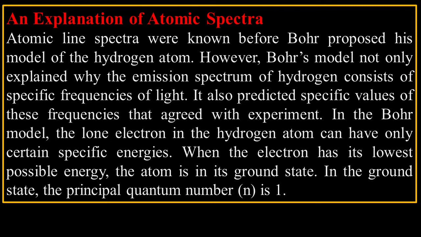Atomic line spectra were known before Bohr proposed his model of the hydrogen atom. However, Bohr's model not only explained why the emission spectrum of hydrogen consists of specific frequencies of light, it also predicted specific values of these frequencies that agreed with experiments. In the Bohr model, the lone electron in the hydrogen atom can have only certain specific energies. When the electron has its lowest possible energy, the atom is in its ground state. In the ground state, the principal quantum number N is 1.